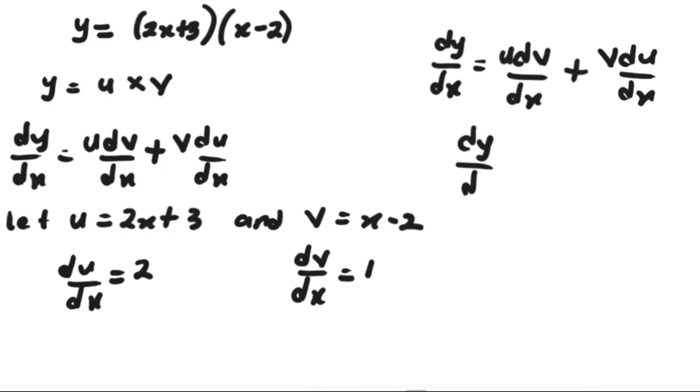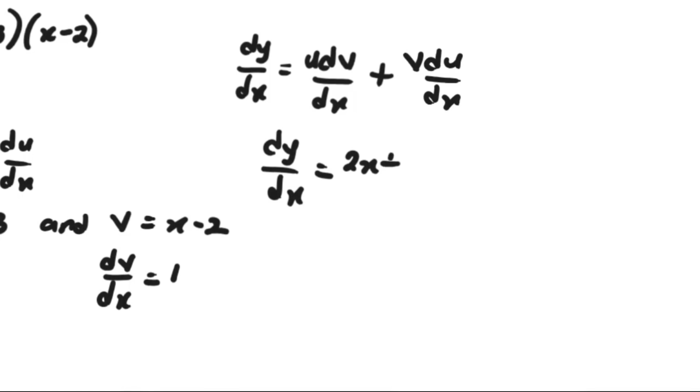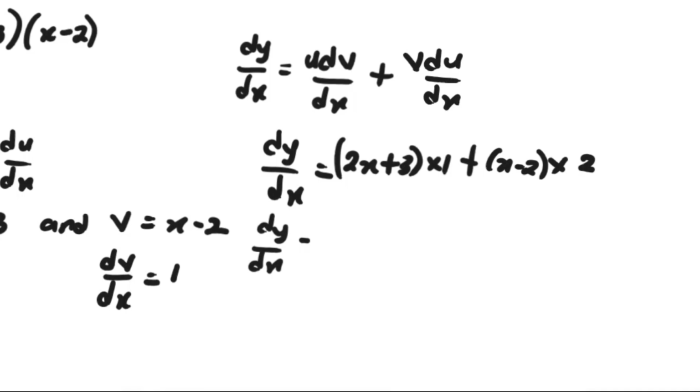The dy/dx will therefore give us, our u is 2x plus 3 multiplied by the dv/dx, which is 1, plus our v, which is x minus 2 multiplied by the du/dx, which is 2. So the dy/dx will give us 2x plus 3 times 1 will still be 2x plus 3, plus we are multiplying this by 2. So x times 2, this will give us 2x, minus 2 times 2, that will give us minus 4.